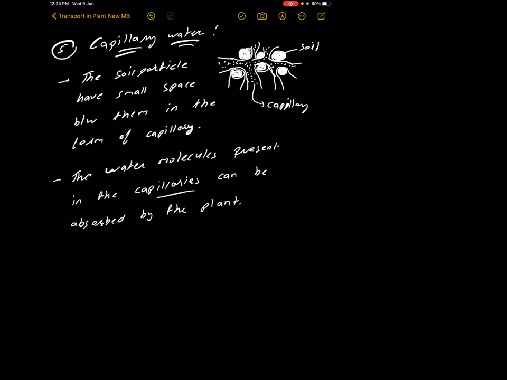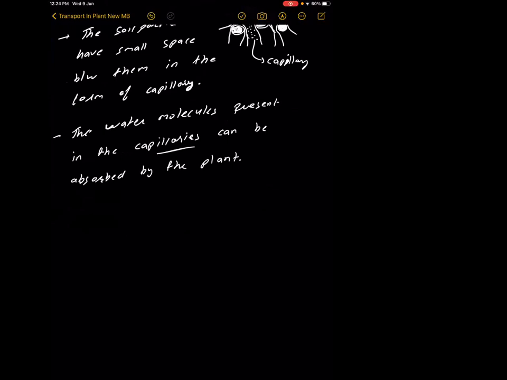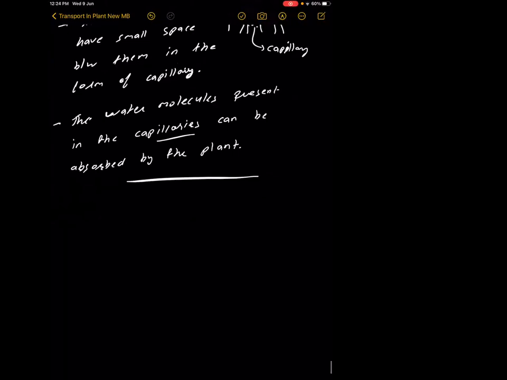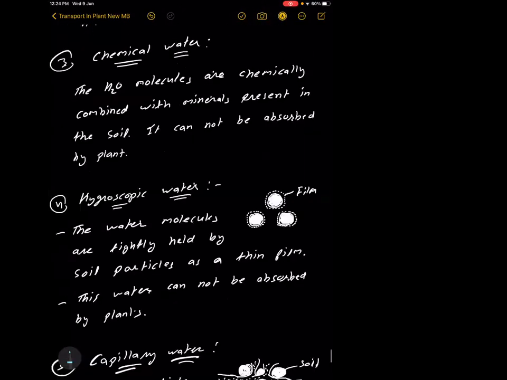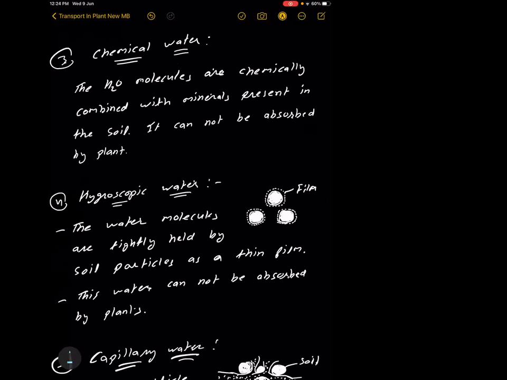Second, now the water absorption by root. Okay, so just a minute. Sir, can you please show chemical water once? This is chemical water. Okay, so in the root system, as you know, the root hairs are responsible for water absorption. Only the root hairs are capable of absorbing water. If you cut the root hair, there is no absorption.